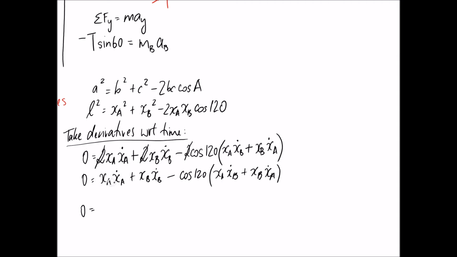again we're going to need to apply the product rule here. So we hold the first thing constant, which is xa, and take the derivative of the second part, so that's going to be xa double dot. We then hold the second part constant and take the derivative of the first part, so that's going to be xa dot as well.